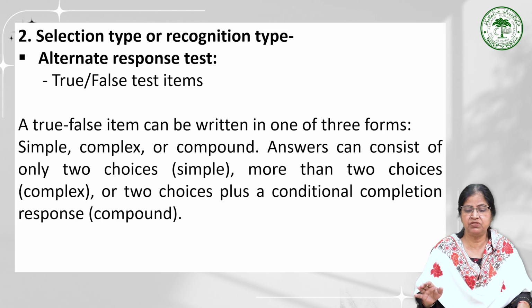That one is simple, when we provide one choice; 2 choices and more than 2 choices, complex; or 2 choices plus a conditional completion response, that is compound. So, the true false test items may vary in their writing form.